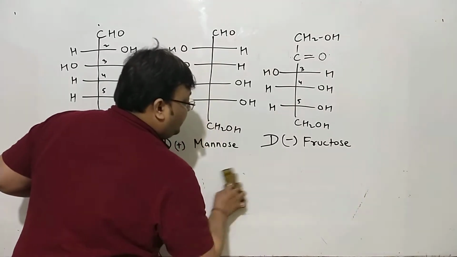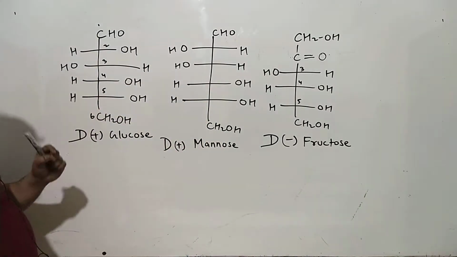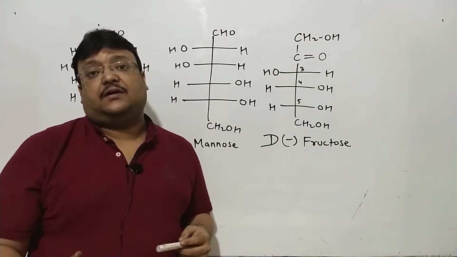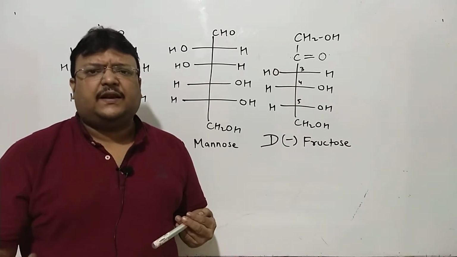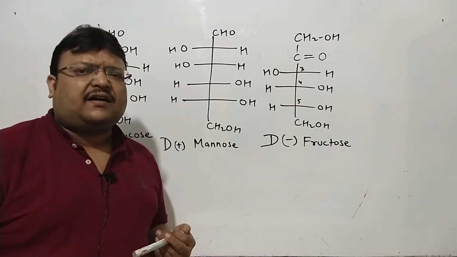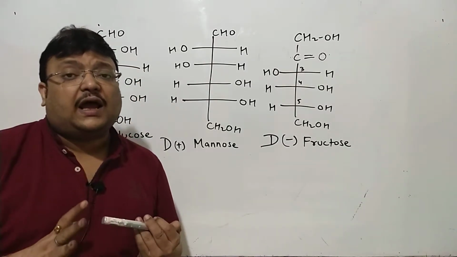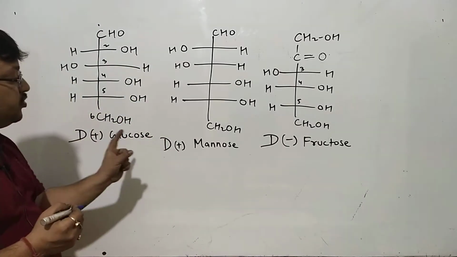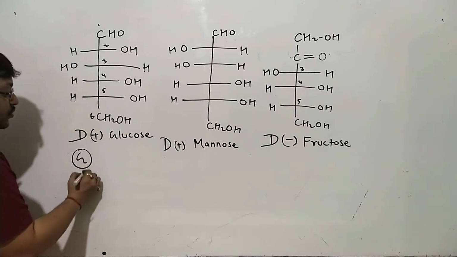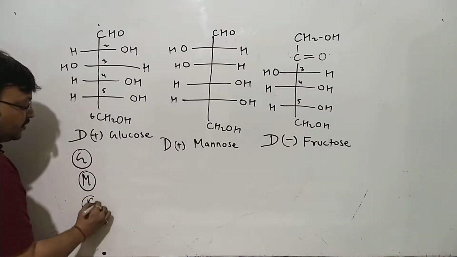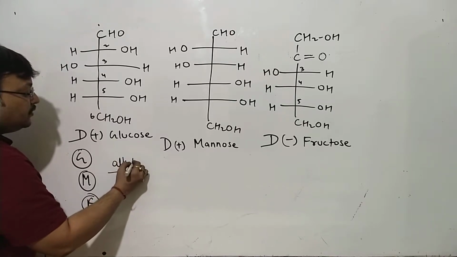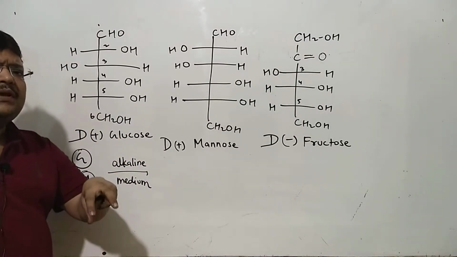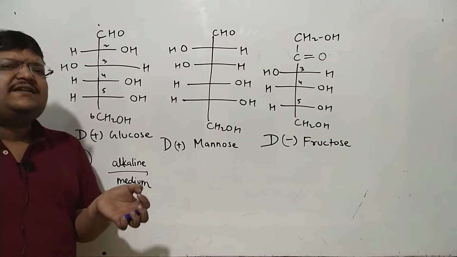An interesting fact is Tollens, Benedict's, Fehling's, they're all alkaline medium. Tollens is alkaline silver nitrate. Fehling's and Benedict's, having citrate and tartrate ions, are ammoniacal solutions. So they're all alkaline solutions. In alkaline medium, glucose, mannose, and fructose will be robbed of their alpha hydrogen, and something like enolization will happen.